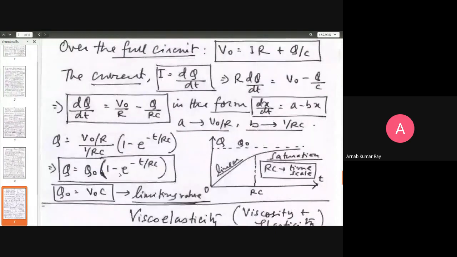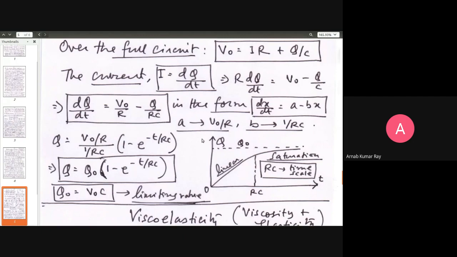The equation of charge buildup in a capacitor follows this equation, Q naught being the maximum charge buildup value that you can have in the capacitor, and that is equal to V naught into C. So initially there will be a linear growth, and then it will slowly saturate towards this value. And b is equal to 1 upon RC.